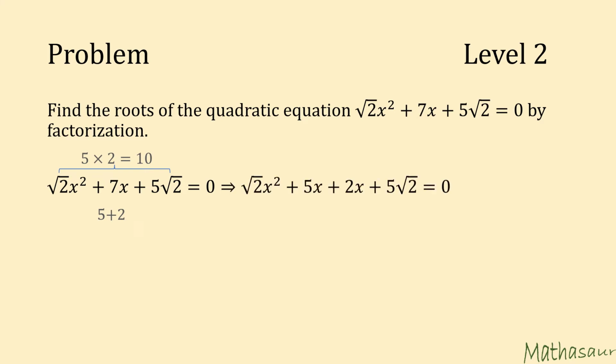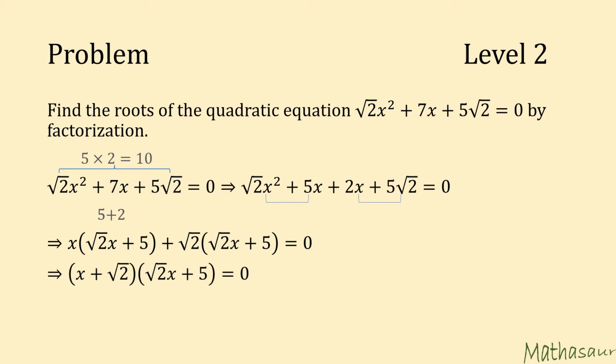Now taking the first two terms, we see that x is common and we get square root of 2 times x plus 5 in the bracket. Now recall that the bracket obtained from the third and fourth terms has to be the same. So what could we take common from the third and fourth terms? Square root of 2, correct. Simplifying, we have found the two factors of this quadratic polynomial.